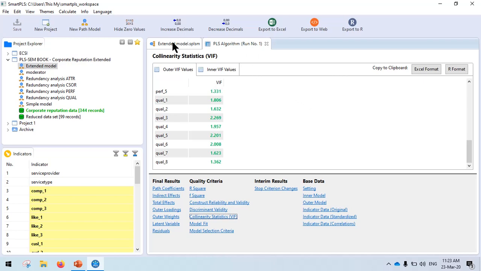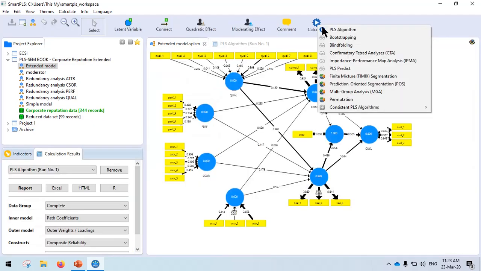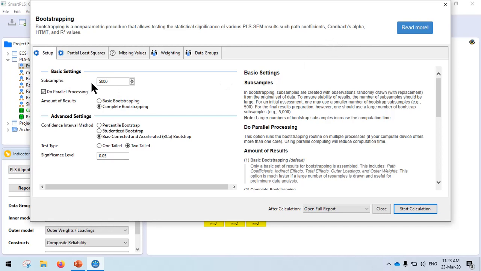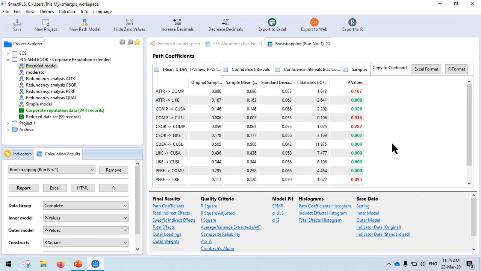Here, I will go back to the extended model, calculate, bootstrapping. It is recommended to use 5,000 here. Put here the complete bootstrapping and calculate. So waiting for the calculation. The more you put this number, if you put, let's say 500,000, the more time you need, and it also depends on whether your PC or your computer can support that calculation. So we just have to wait until the result comes out.